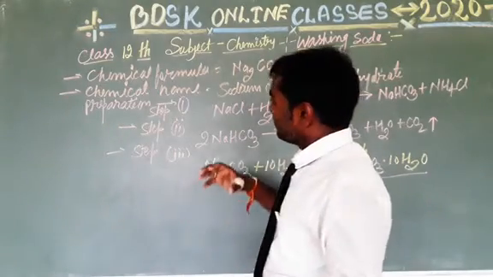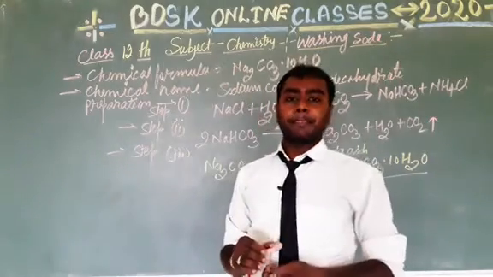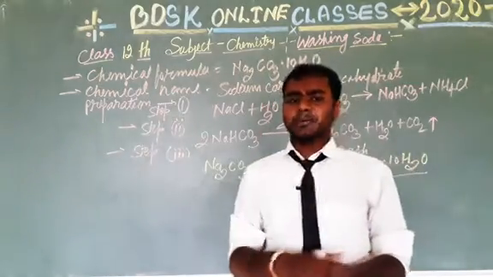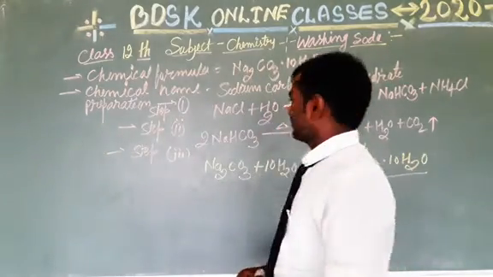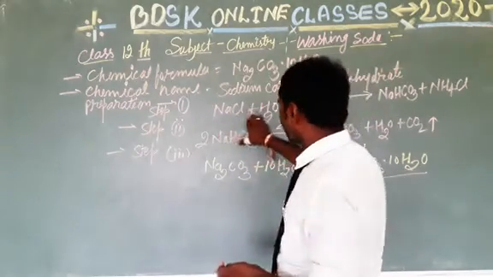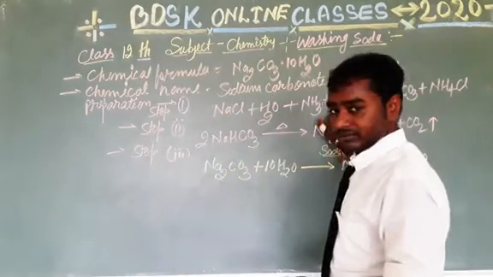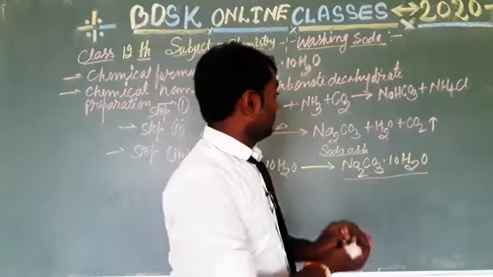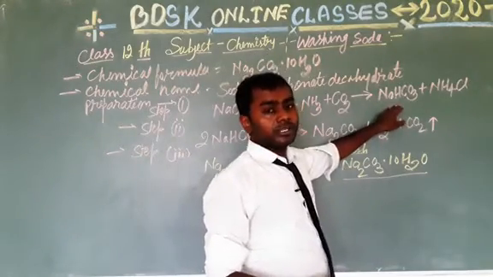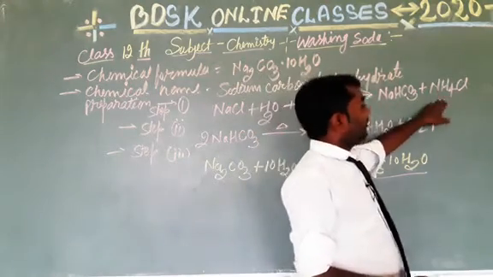So I already told you that washing soda is prepared from sodium chloride in the following 3 steps. Okay, step first, the concentrated aqueous solution of sodium chloride reacts with ammonia and carbon dioxide gas. Okay, it forms sodium hydrogen carbonate or sodium bicarbonate, that is called baking soda, and ammonium chloride.